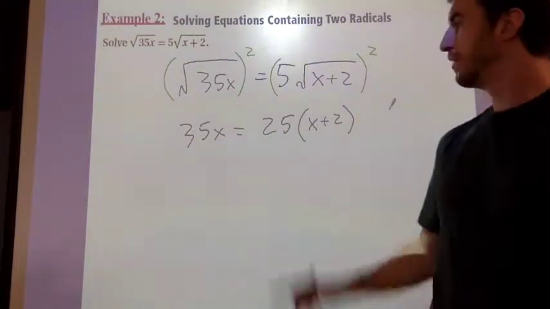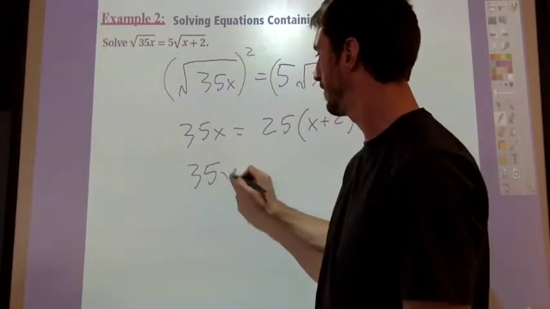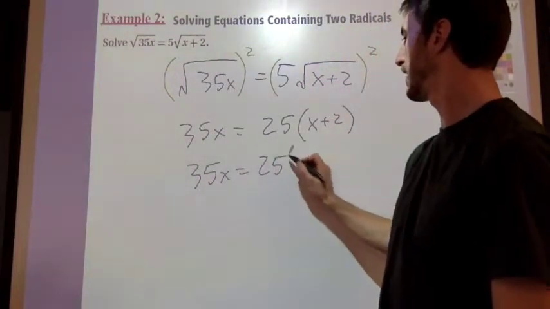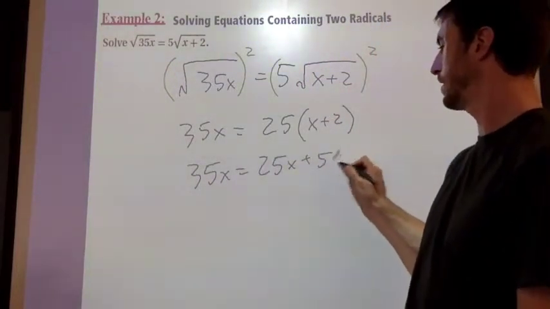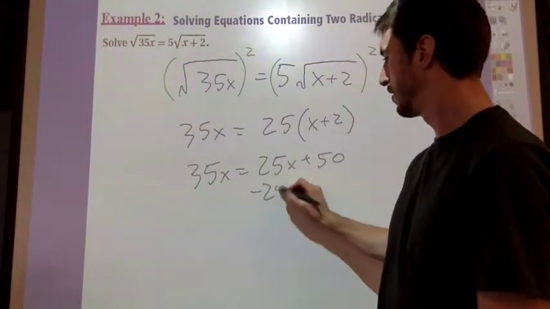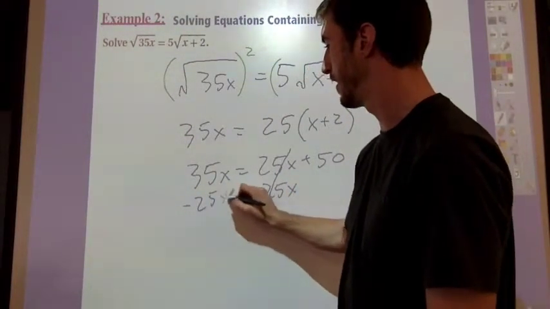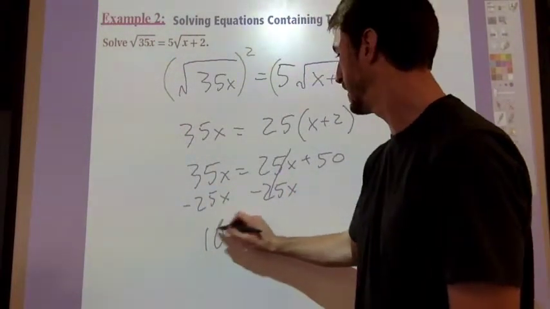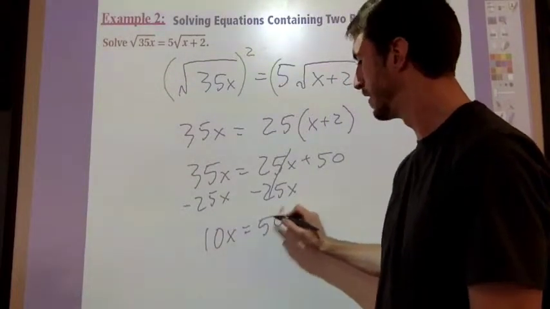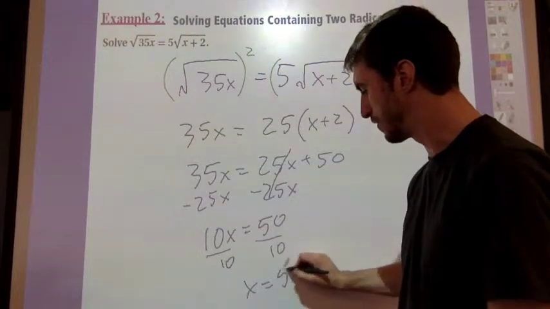Okay, now I can go ahead and distribute this 25, so I have 35x equals 25x plus 50. And then I'm going to subtract 25x, because I'm combining like terms. And this becomes 10x equals 50. Divide both sides by 10, and I have x equals 5.